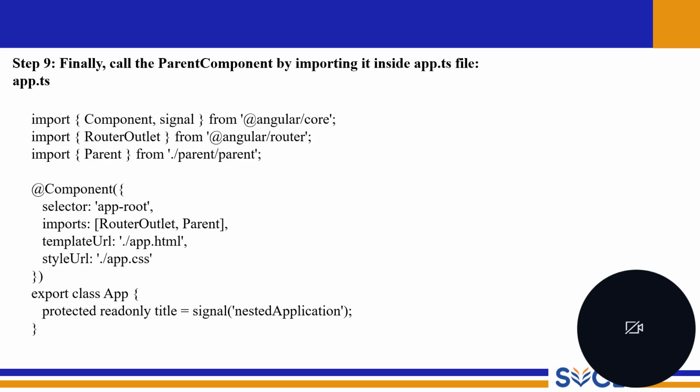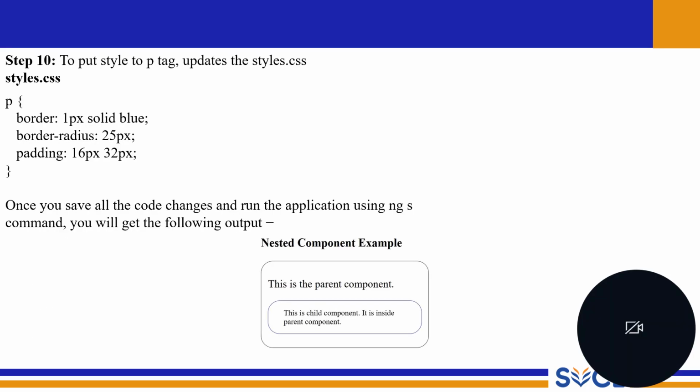The app.ts file contains these steps. In step 10, to put the style on the p tag, update the style.css. The style.css file contains this information. Once you save all the code changes and run the application using the ng serve command, you will get the following output.